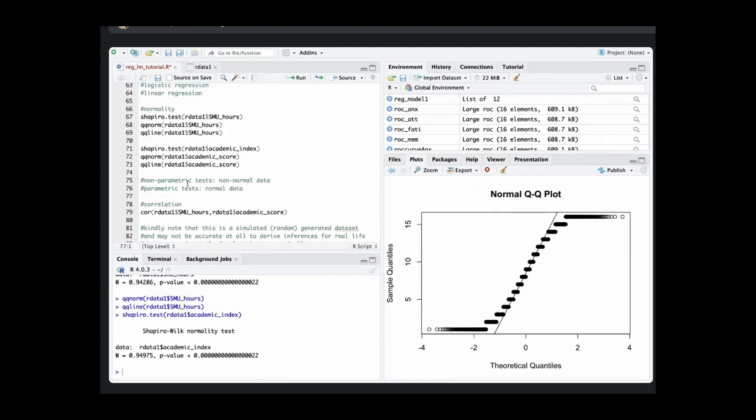But there are different cases, as you would see from the literature. Folks have used linear regression, even if the case for normality is not met. And there are different reasons for it.